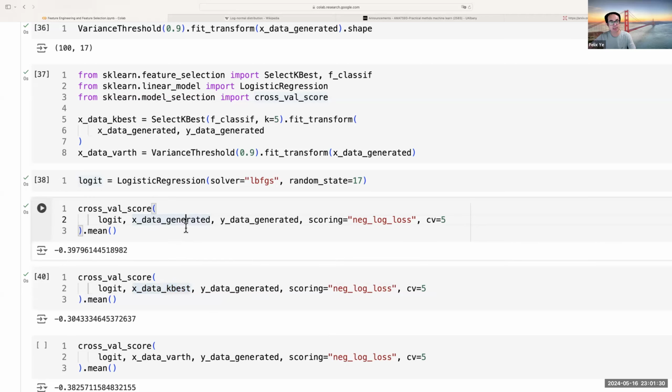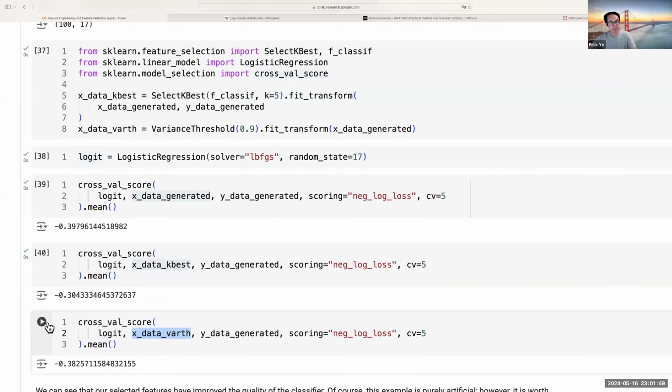So here, for the X data generated here, I think we take 20 features altogether. Yeah, it's 20 features altogether. This X data's variance means I'm taking 7 and 17 features. You can see this is slightly better than using the 20 features, but still worse than the top 5 best features.